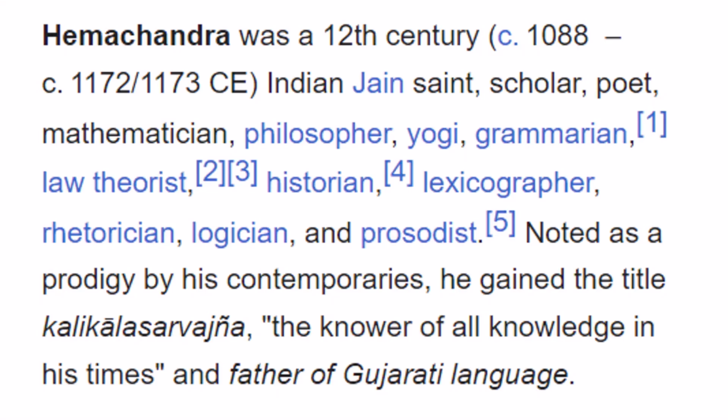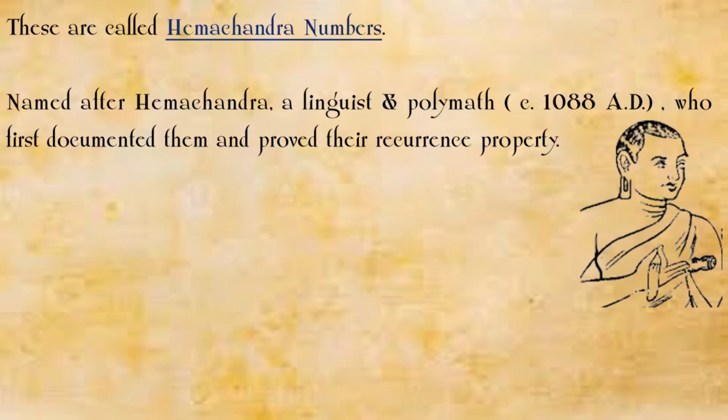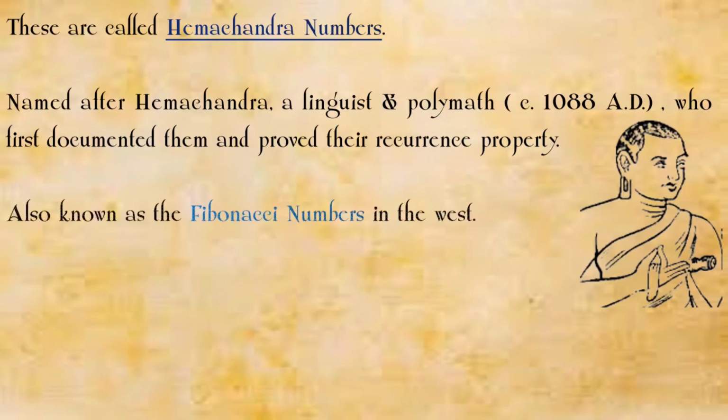And Vaibhav, what do you mean by a polymath? The thing is, I just stumbled upon his Wikipedia page, and as you can see, he was an Indian Jain saint, scholar, poet, mathematician, philosopher, yogi, grammarian, law theorist, historian, lexicographer, rhetorician, logician, prosodist. So I thought just writing polymath may save our time. Anyway, the Hemachandra numbers are also known as the Fibonacci numbers in the West.